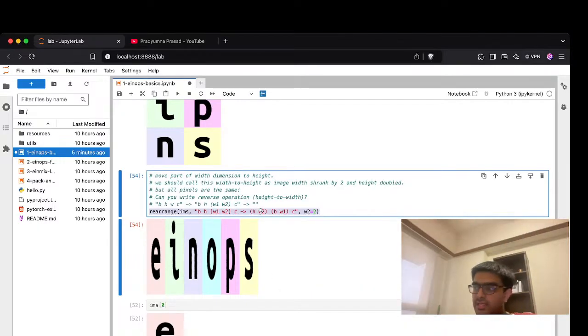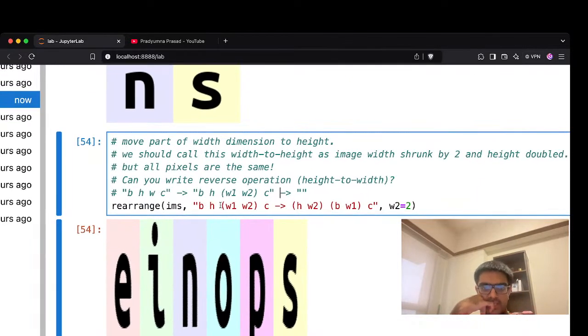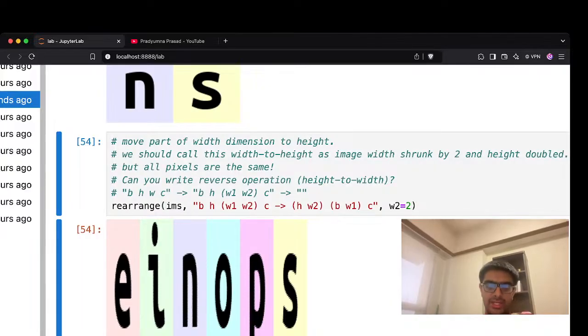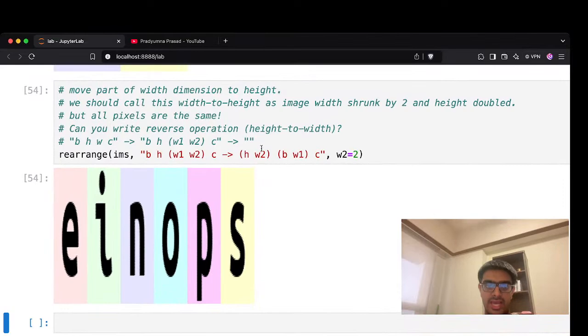I stopped at saying BH, W1, W2, C. So we've split our width, right? W2 is 2, W1 is 48. So our height will become H times W2. The height will be twice, and the breadth will be halved. Can you do the reverse operation, height to width? I was too sleepy last night, but I think I can do it.